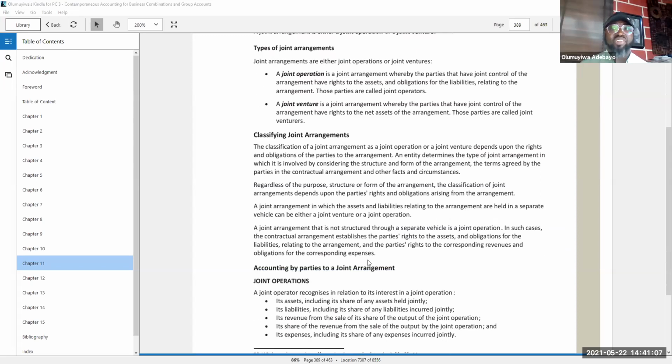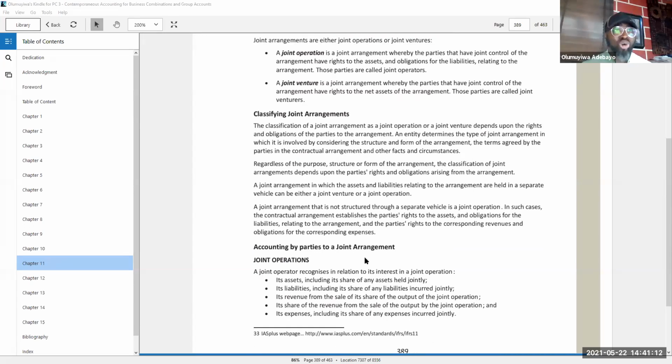Now, it's very straightforward to the extent that each of the operators will account for their own specific assets contributed in their books, and likewise account for their share of the common assets that has been contributed together in their own books. Which means, if, for example, I'm a company, you are a company, and we put resources together, I contributed my own vehicle, you contributed your own computers.